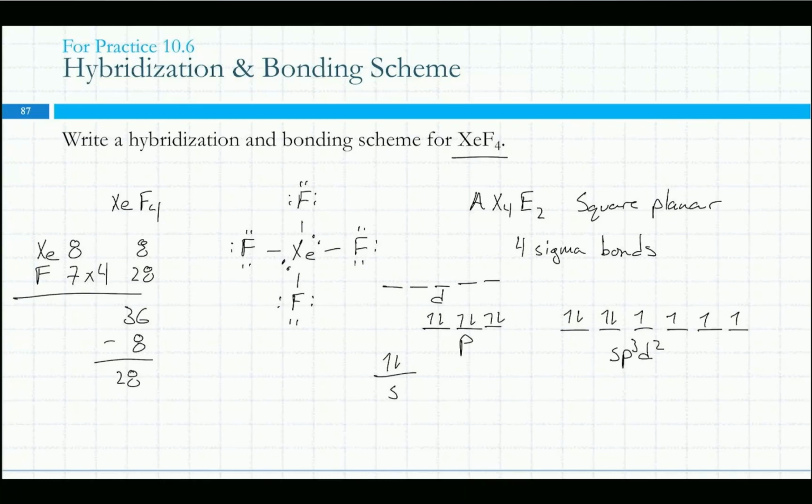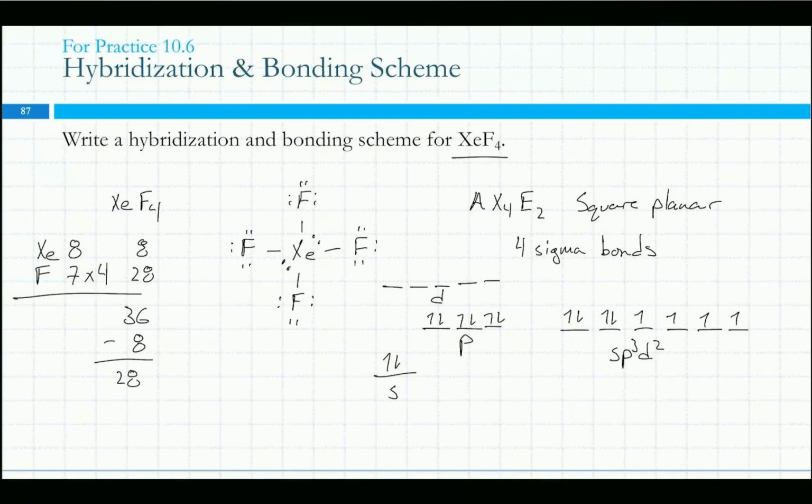Usually if we're doing double bonds, then it'd be a p orbital that would be used for a double bond. Although hypothetically we could use a d, but this is what I'm going for though. We talk about bonding scheme.